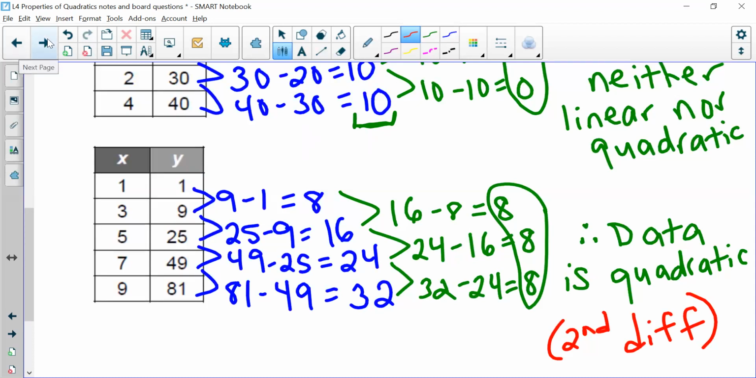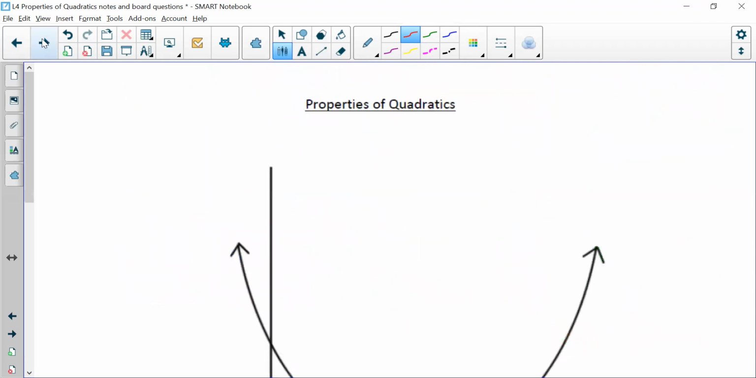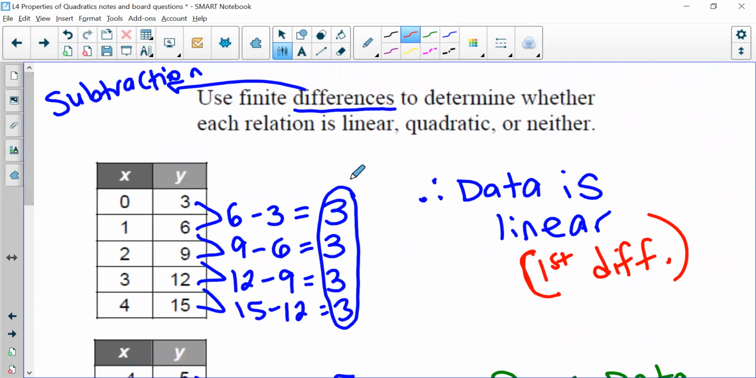So first differences, if they're the same, it's linear. If it's not the same, then you do the second differences. If the result of the second differences is the same, it's quadratic. If not, you're just going to write it's neither of those things. Wait, how do you know if it's linear again? If the first differences are the same. Oh, okay.